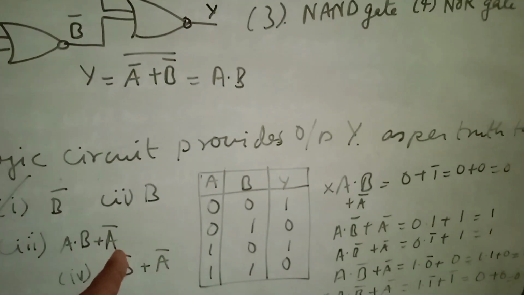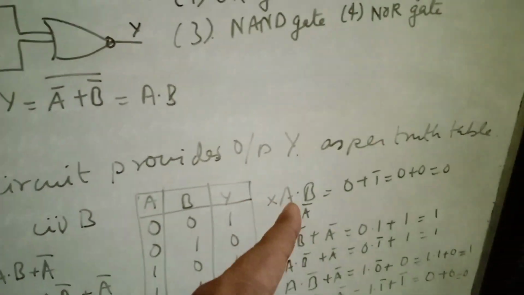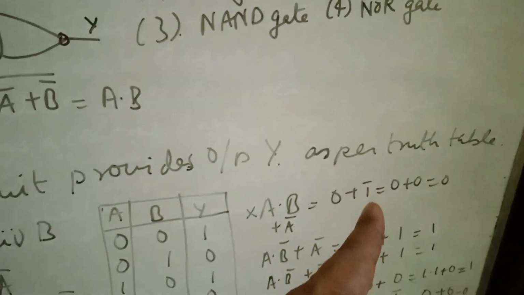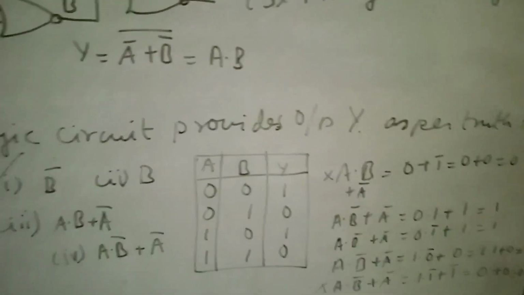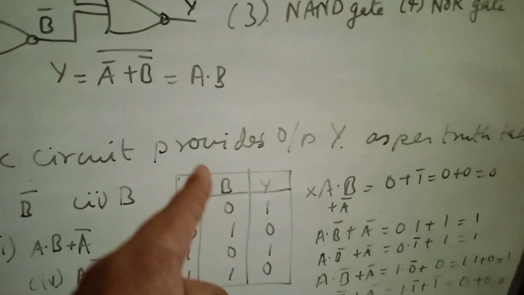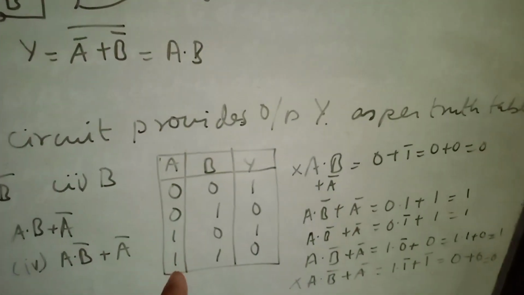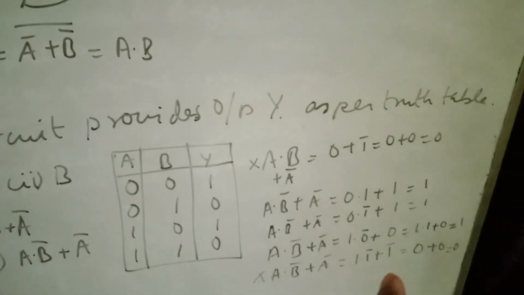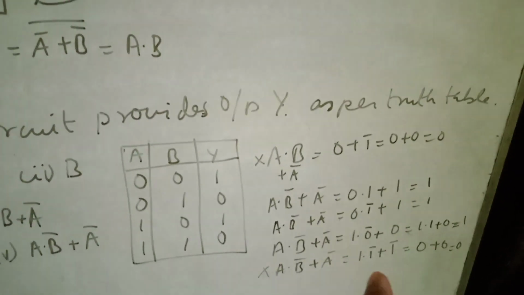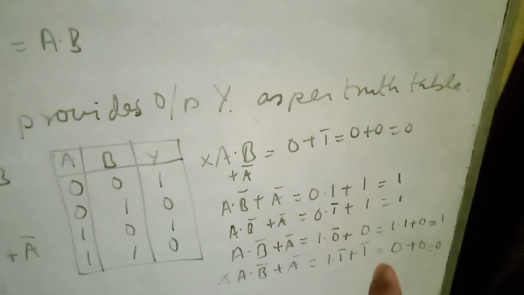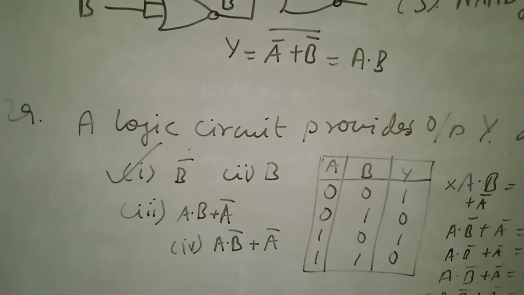A into B plus A bar: in the first case, if we take 0 plus 1 bar, so 0 plus 0 it is coming. It is not coming, so this option will not be there. Number 4: for the first 3 options it is coming, but for the last option, 1 into 1 bar plus A bar is 1 bar. So 1 into 1 bar means 1 into 0, that means 0 plus 0 is 0. So option 1 is correct.